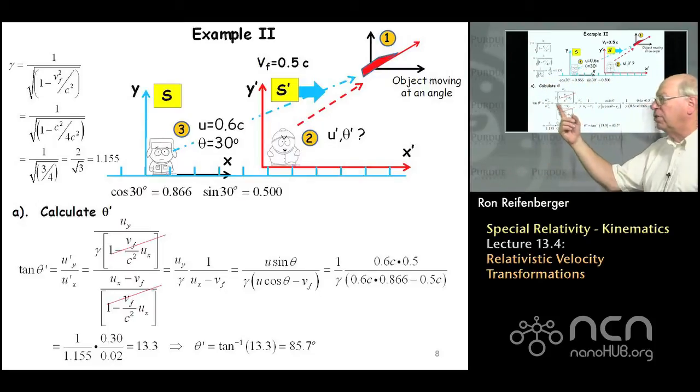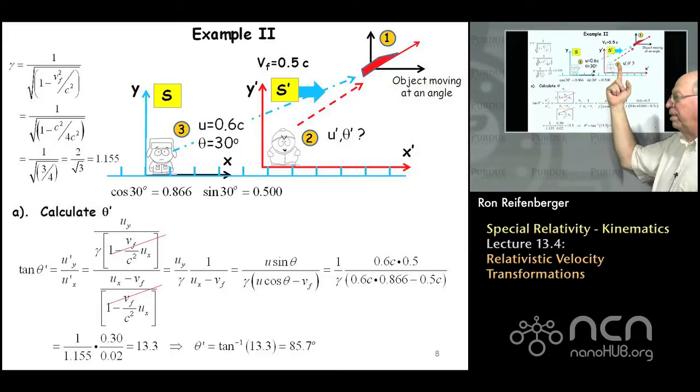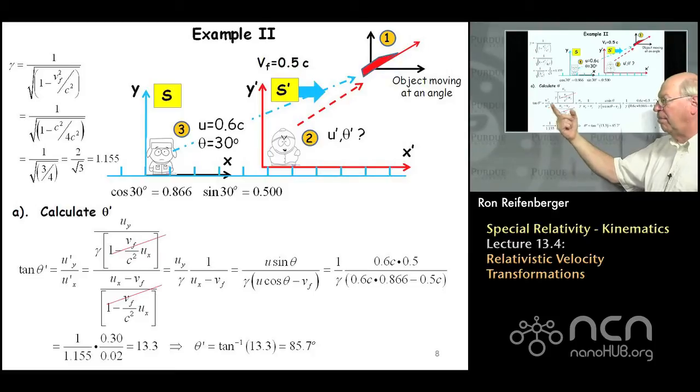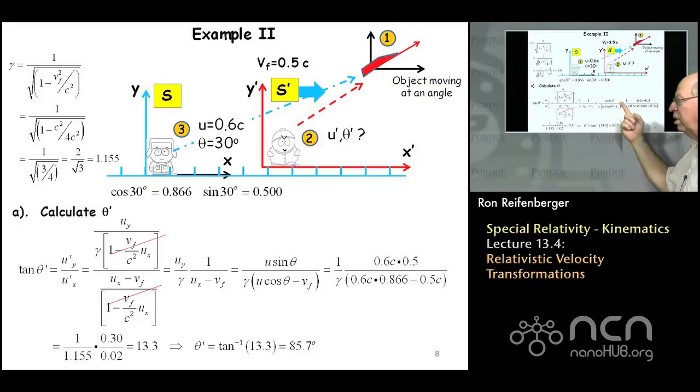What you can then do is calculate the tangent of theta prime, which would be the angle that the observer in the frame S prime would measure. To calculate the tangent of theta prime, you need u sub y prime and u sub x prime. You have to take a ratio. I just worked through the numbers.